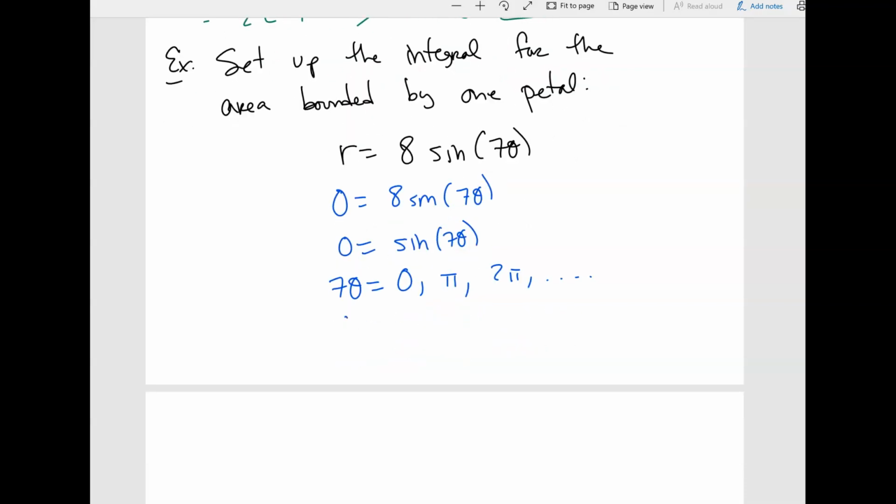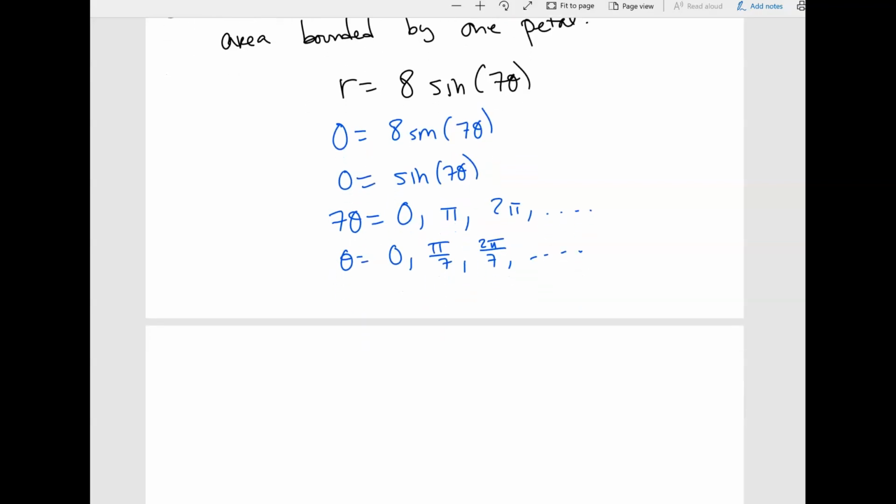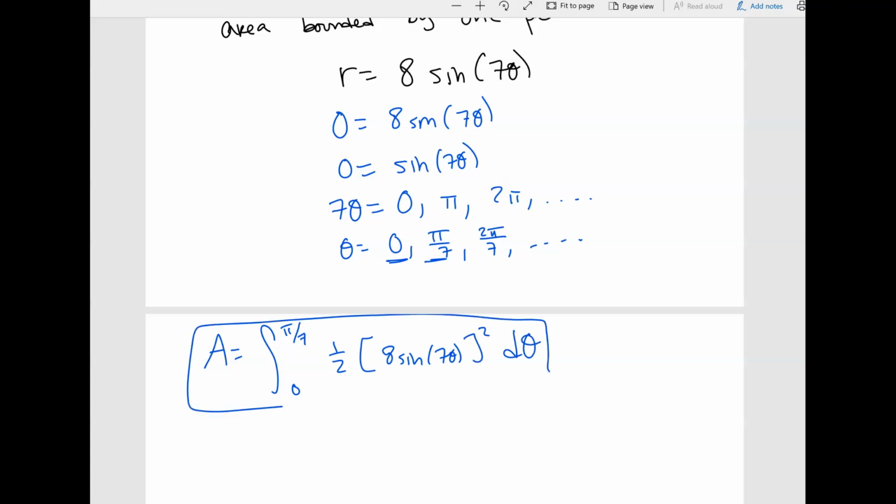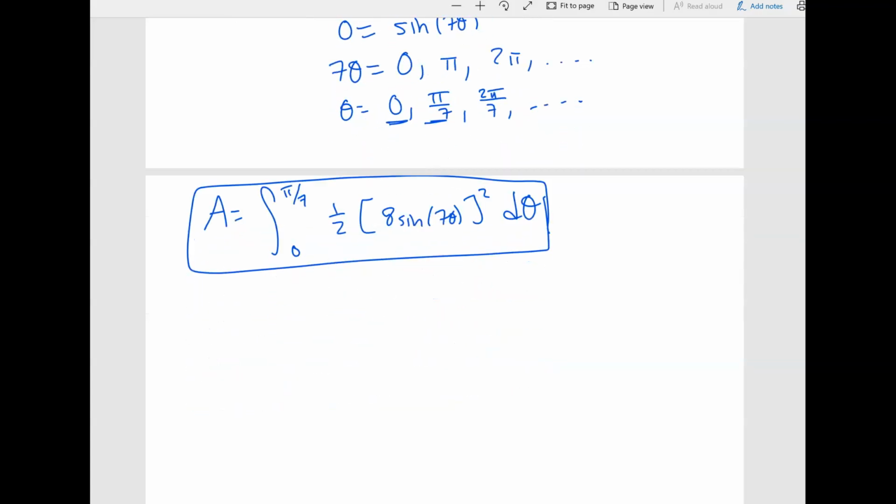Then I'm going to divide by 7. So you're going to get 0, pi over 7, 2 pi over 7, and so on and so forth. All we need is one petal, and we're only setting up the integral. So the area is going to be equal to the integral from 0 to pi over 7, because that's where one petal is located, of 1/2 times 8 sine of 7 theta, squared, d theta. Since we just want to set up the integral, this would just be the answer.